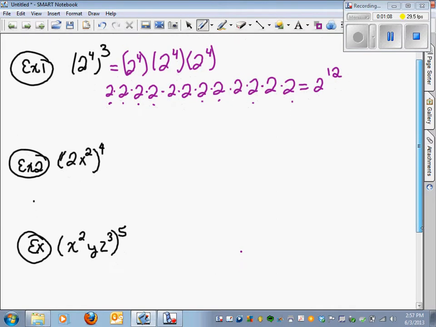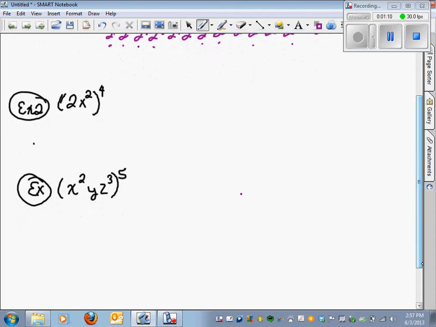The second example, 2x squared raised to the 4th power, works the same way. We have 2x squared as the base, and that has been multiplied 4 times. So 2x squared times 2x squared times another 2x squared, and then the 4th 2x squared.